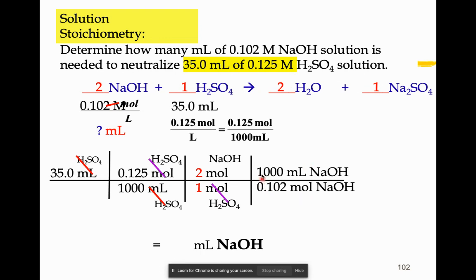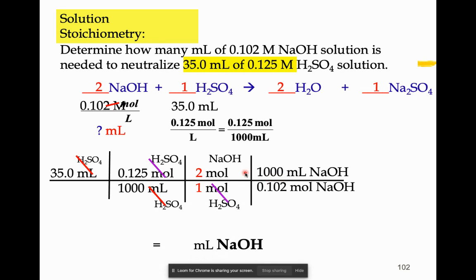Where did we get this value? We obtained it from our given. Take note that we have 0.102 molar sodium hydroxide. Molar is equivalent to mole per liter, so this is equivalent to 1 liter, the 1000 mL.